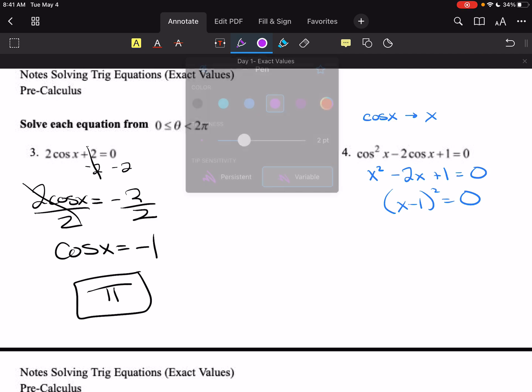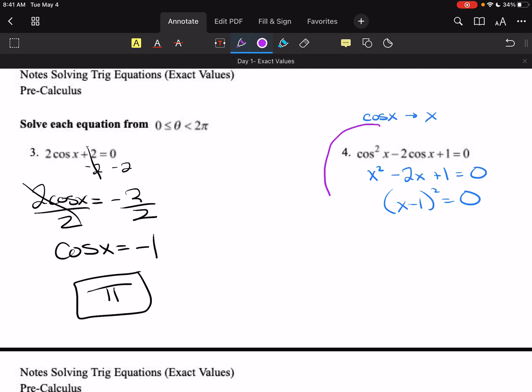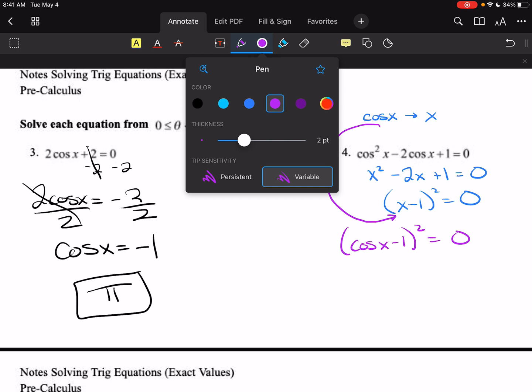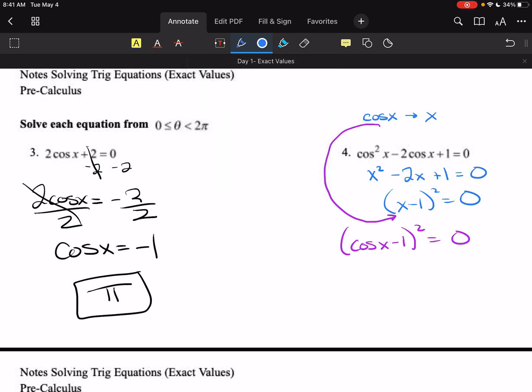Now putting the cosine back into that x, and now I can solve, right? I want to get the cosine x by itself, so I got to remove that square by square rooting. Square root of 0 is 0. Don't need the plus or minus in this instance because it's 0, right? Add the 1.